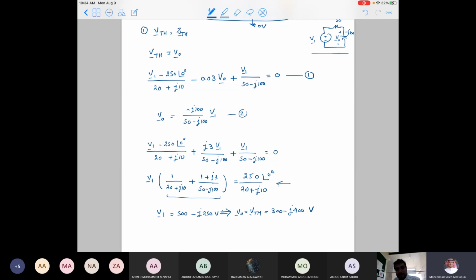No, the final is multiple choice. I don't care about the steps. But it's always good to have clear steps, because when you review things, if you don't show your steps, it will be really hard for you to go back. So you need to resolve it again.